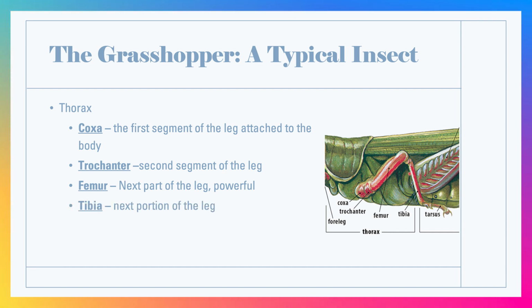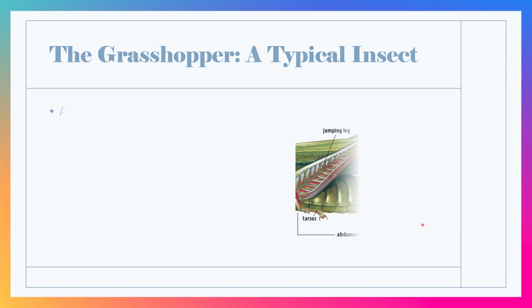The tibia is this next portion right here. And then lastly is the tarsus. And you'll recognize these names if you've done anything with humans. You'll recognize the femur is the upper part of the leg in a human. The tibia is below the knee. This is above the knee, below the knee. And then the tarsus in a human are the bones in the ankle.